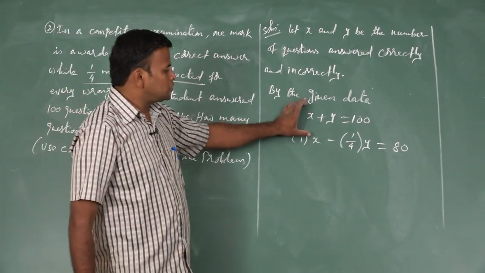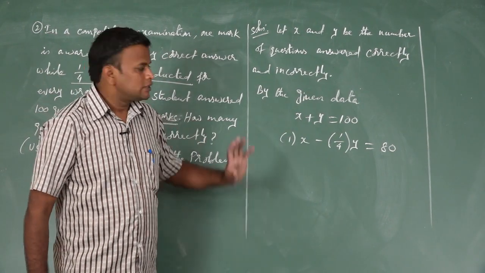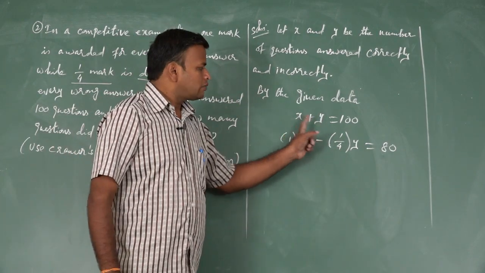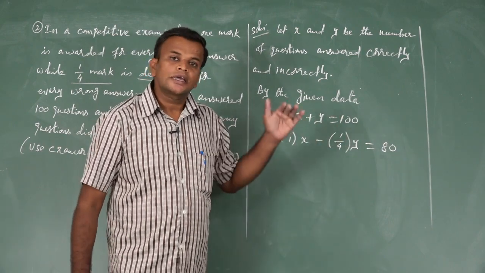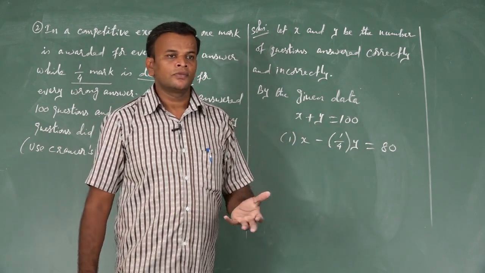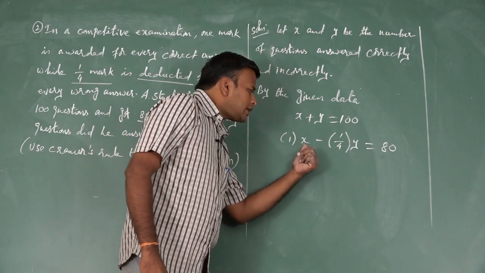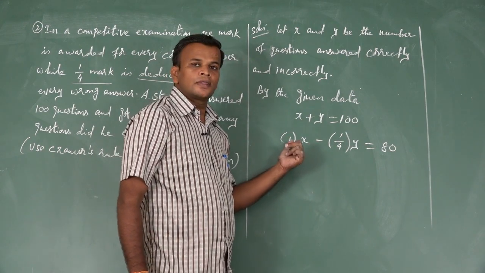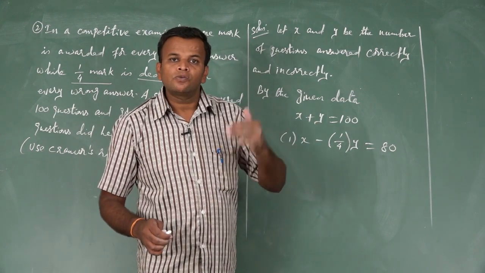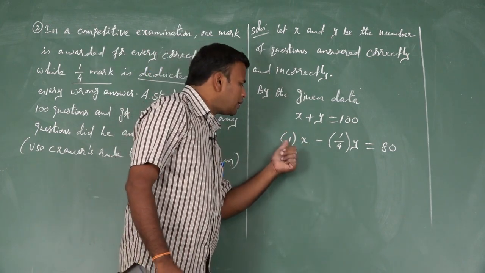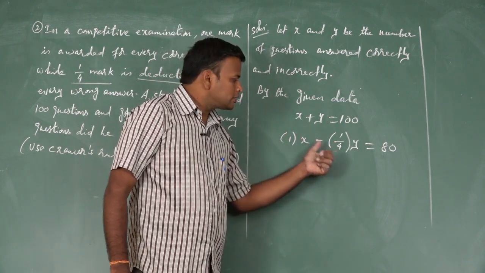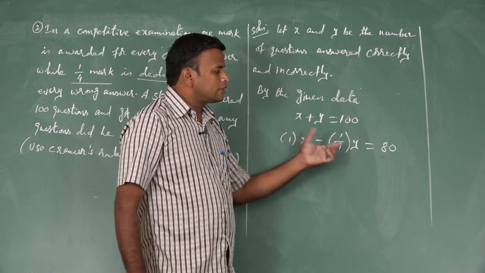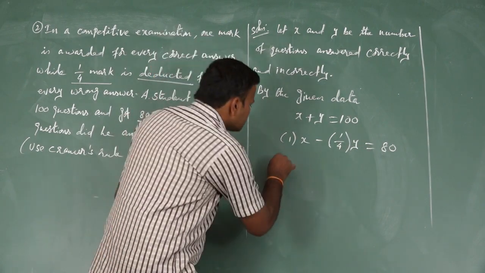So framing these two equations is very important. I tell again, the first one indicates the number of questions, x and y, total number of questions is 100. The second one indicates the marks. So if one question is correct, we credit 1 mark. If 2 questions are correct, we credit 2 marks. And if 1 question is wrong, we lose 1 by 4 marks. So I take the gained mark as positive and the lost mark as negative. But finally we get 80 marks. So correct answers and wrong answers together give 80 marks.